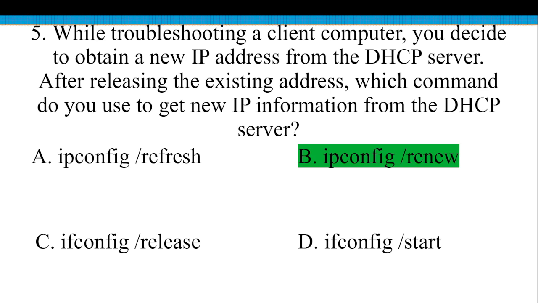The answer here is B. ipconfig/renew. So as it says in the question, you decide to obtain a new IP address from the DHCP server. What you're going to do is renew, and this will get you the new information about the IP that you're getting from the DHCP server.